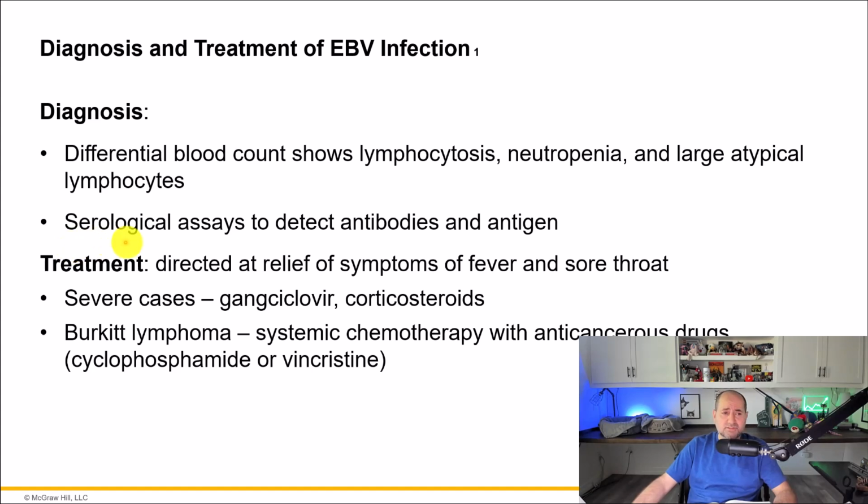You can also conduct serological assays to detect antibodies and antigen. There's even a test called the monospot test where you could look for the antibody that patients produce against the Epstein-Barr virus. And how does treatment work? Treatment is mainly directed at relief of symptoms, fever, and sore throat. Though with Burkitt's lymphoma, this will require chemotherapy with anti-cancer drugs.